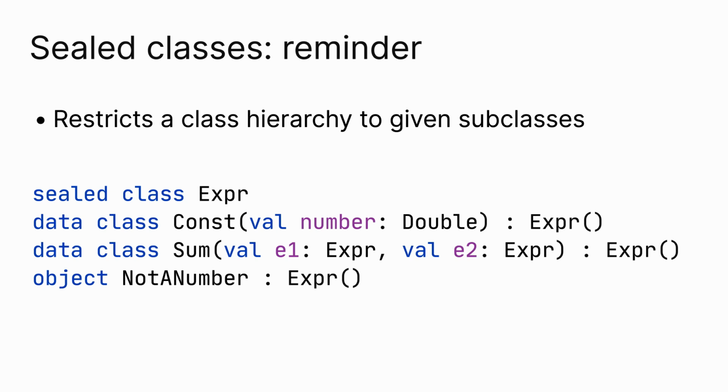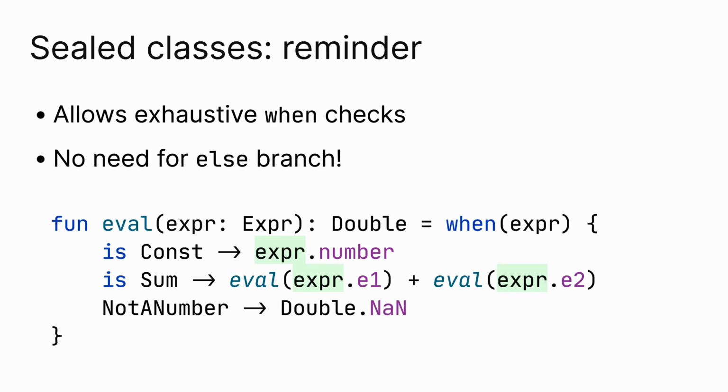A sealed modifier on the class restricts a class hierarchy to given subclasses. It then allows performing exhaustive when checks. No need to add the else branch. The compiler automatically checks that all the classes are present. If you add a new subclass, such a when check becomes an error, so the compiler makes you update the usages.